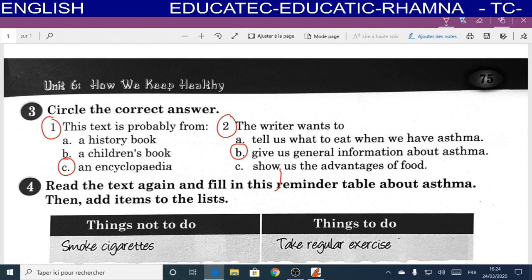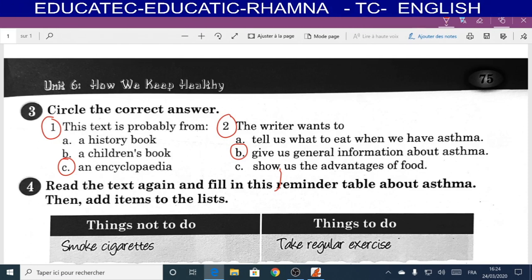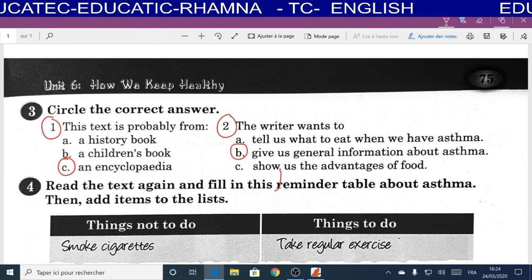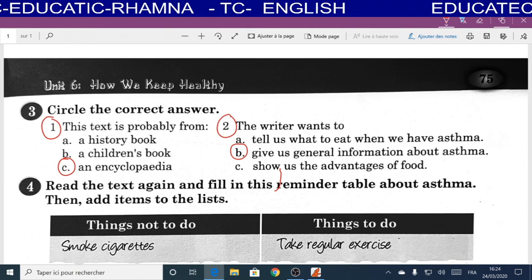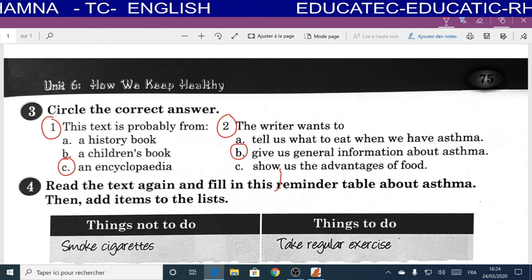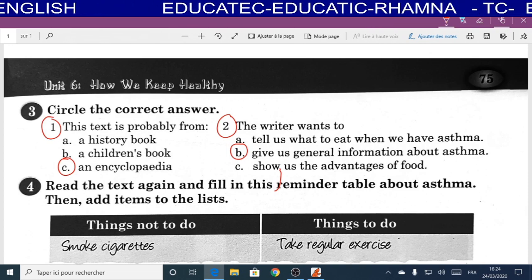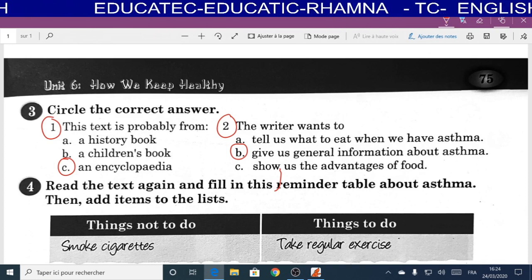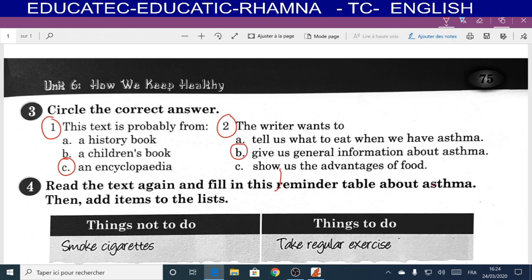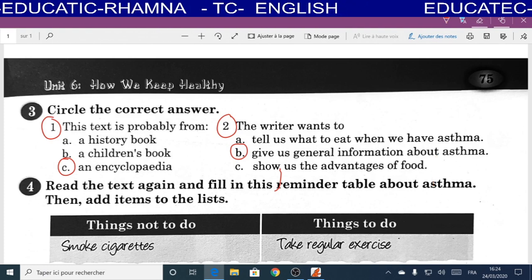Now we go to the next one. Here we have another activity, another exercise. Circle the correct answers. This text is probably taken from an encyclopedia, of course, and the second question is the writer wants to give us general information about asthma, and we have gone to this text.